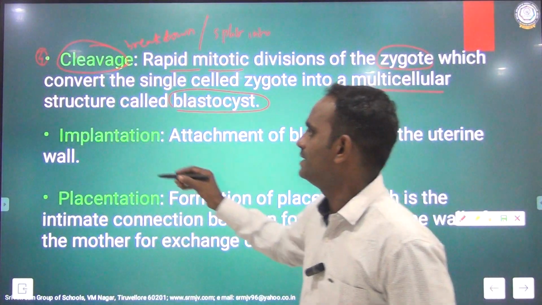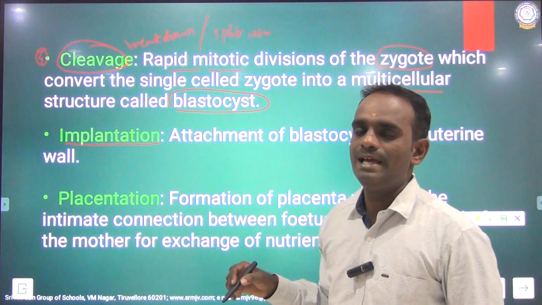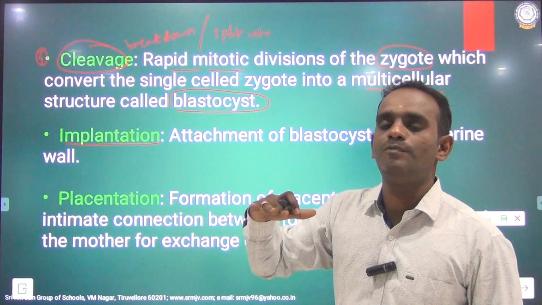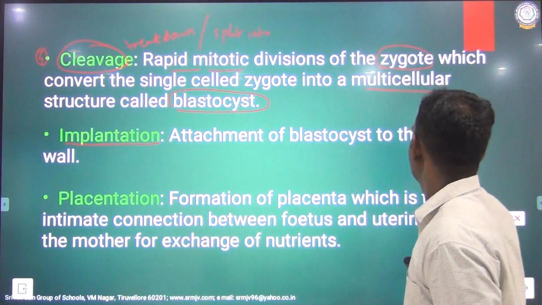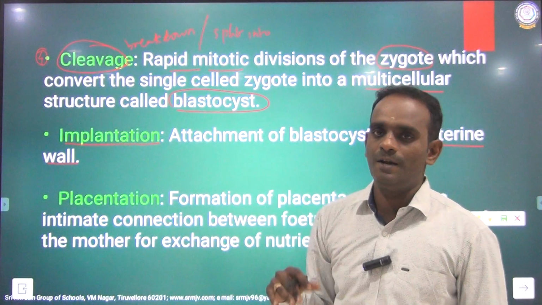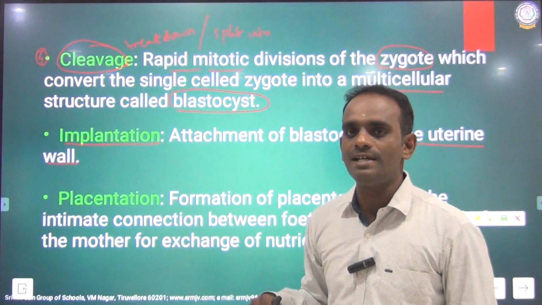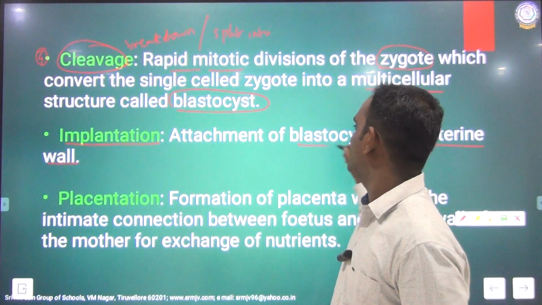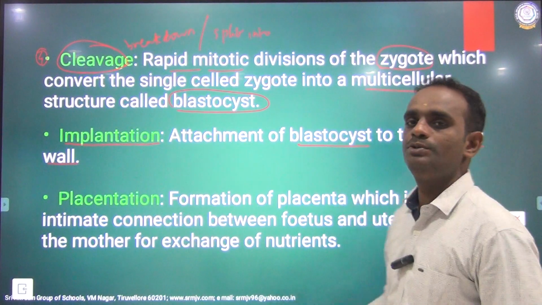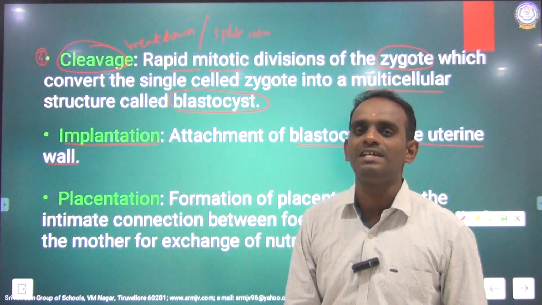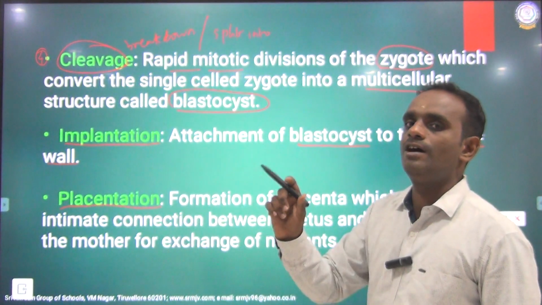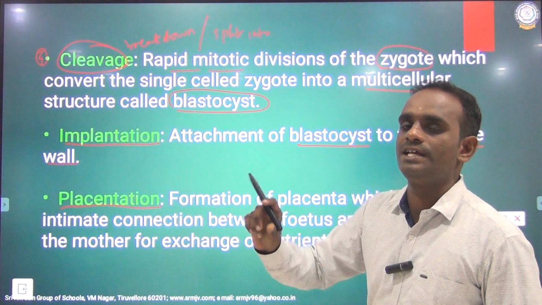Okay, the next one is implantation. Implantation is nothing but attachment, the attachment of the blastocyst to the uterine wall. Uterine wall is nothing but the uterus wall. So what is implantation? Attachment of the blastocyst to the uterine wall. That is called implantation. The next one is placentation. Placenta formation is called placentation.